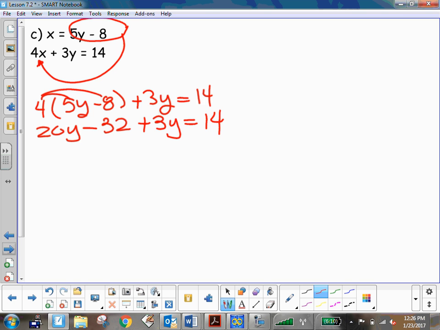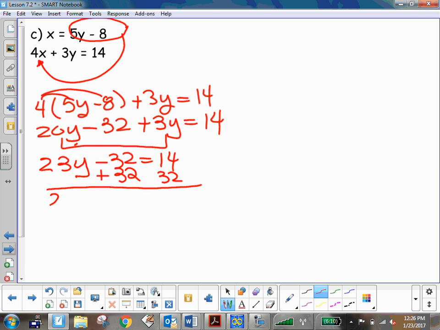If you're going too quick, a couple of things that can happen are you forget your y, and then all of a sudden you've dropped a variable, or you'll forget to distribute the 4 also to the 8. So just take your time and make sure that you're not forgetting any steps. The 20y and the 3y are both positive, so that's 23y minus 32 is 14. We know how to combine by moving the 32 to the right. 23y is equal to 46, so y is equal to 2.